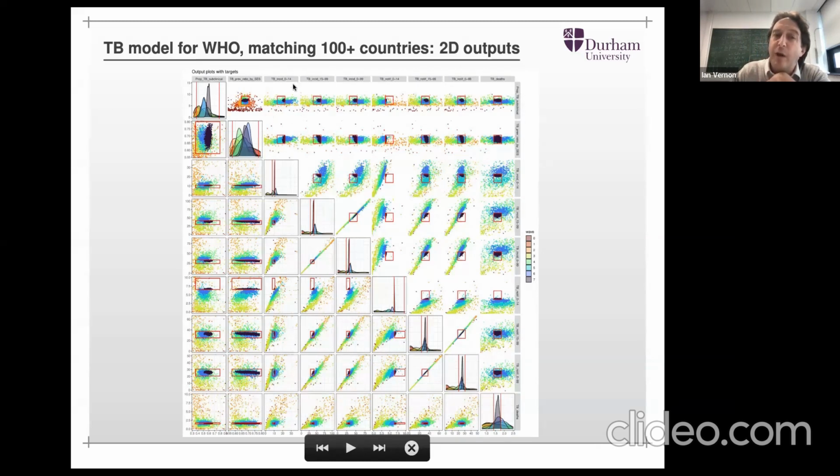So this is now two outputs, a two-dimensional projection of the outputs. They had targets, if you remember. They each had target intervals. Well, in a 2D plot, those target intervals become a little square.